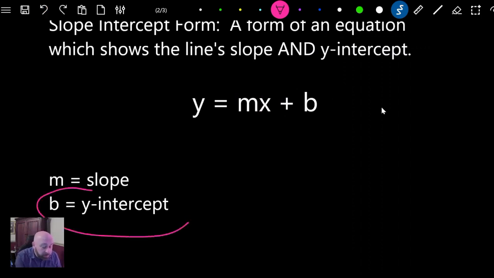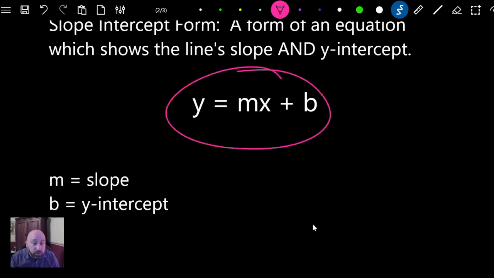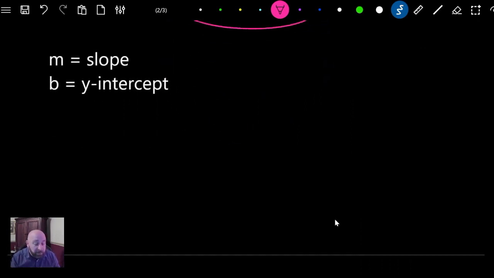Notice that the plus b down here, it says that it is the y-intercept. So whatever that b number is, let's say that is plus 2, that way you know the intercept where it crosses the y line is going to be at 2. All right, so y = mx + b. Super, super, super important. You need to memorize that. Memorize that is slope-intercept form. y = mx + b.